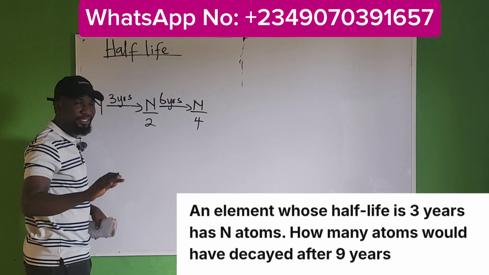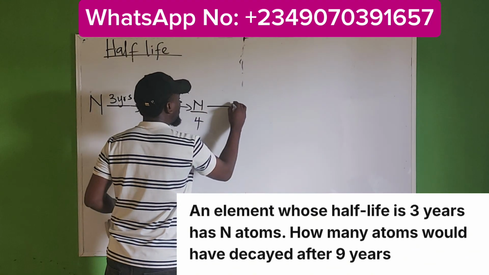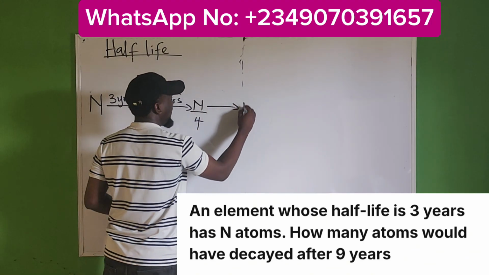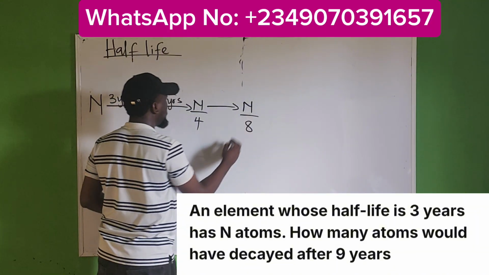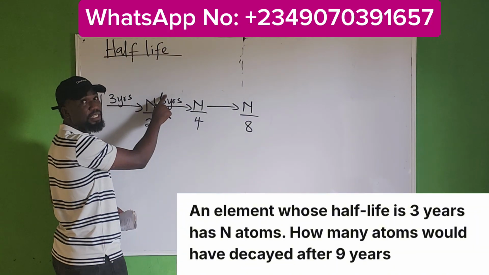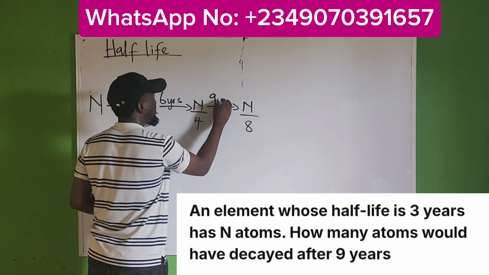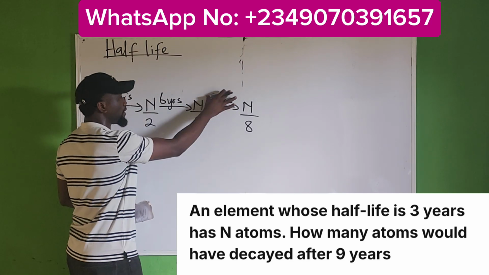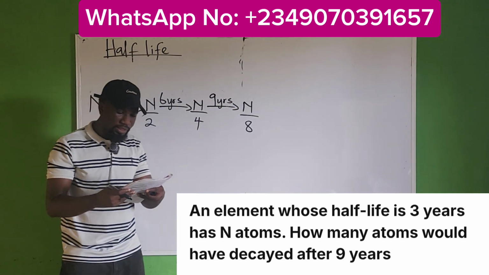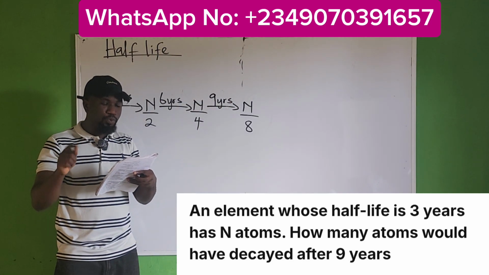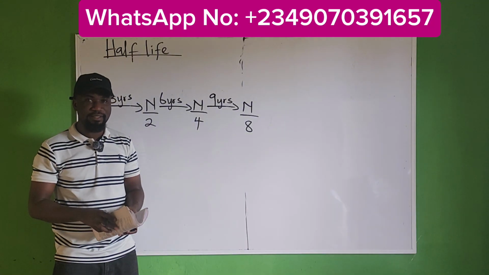Are you getting it? All right. So the next one now is half of this, what? N over 8. So if we decide to add 3 to this, that will give us 9 years. So we've been able to get 9 years. And the question says, how many atoms would have decayed after 9 years?